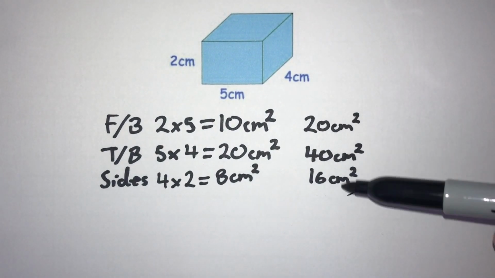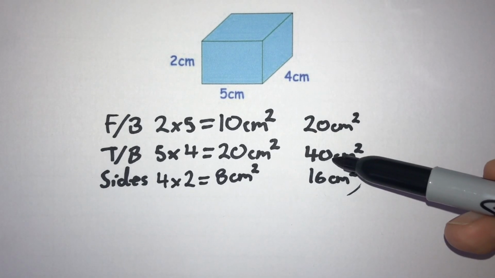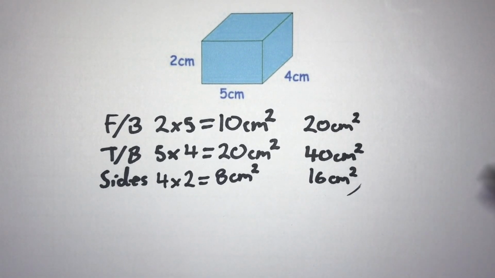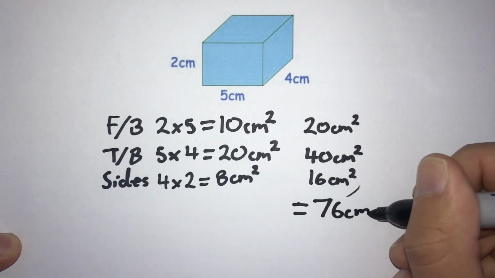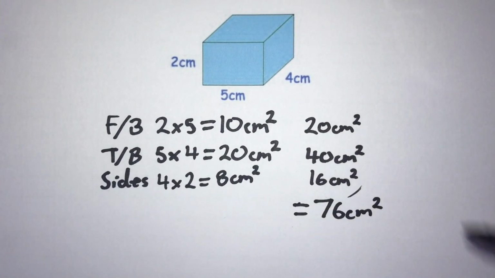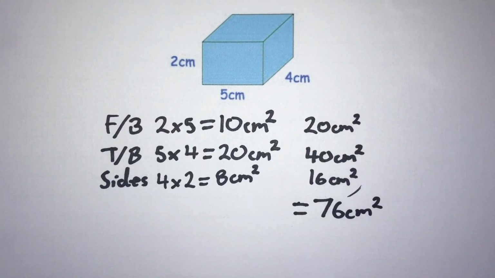Now we just need to add these 3 up. So 20 add 40 gives us 60. Add another 16 and we'll get an answer of 76 centimetres squared. And notice it's still going to be centimetres squared, not centimetres cubed, because even though we are doing a 3D shape here, it's going to still be an area. So it's still that centimetre squared, not centimetres cubed.